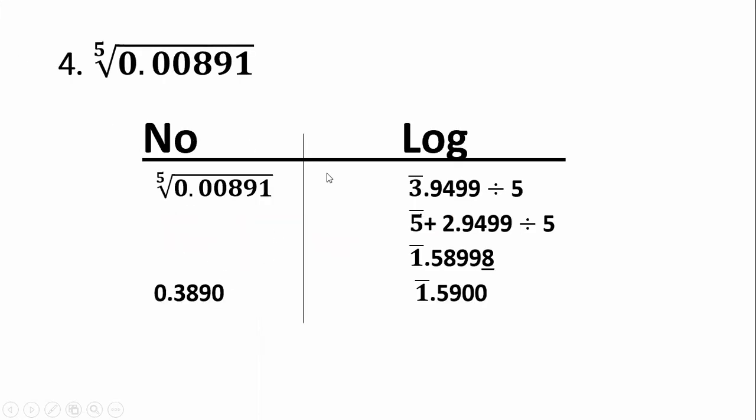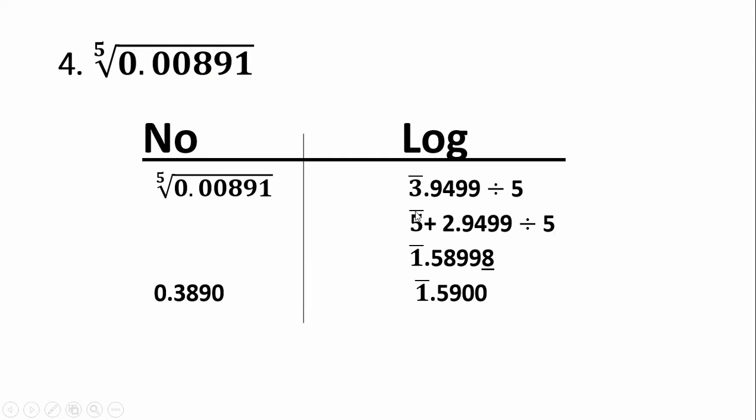I had to solve another one to bring it home. Fifth root of 0.00891. So that's bar 3. That's under thousandth. Bar 3 under thousandth. And checking 89 on that one will give us 9499 divided by 5 because of root. So can you see now? So we needed to complete the fifth one. So we have just 3 already. So we make it bar 5. And that means you are going to borrow 2. So that's the 2 we are adding to it now.